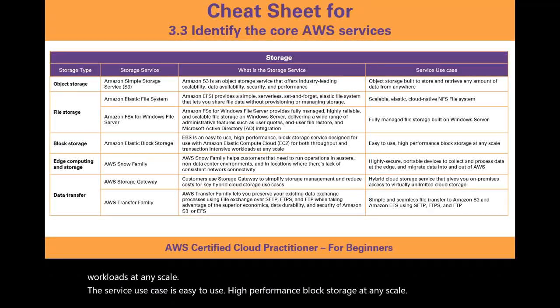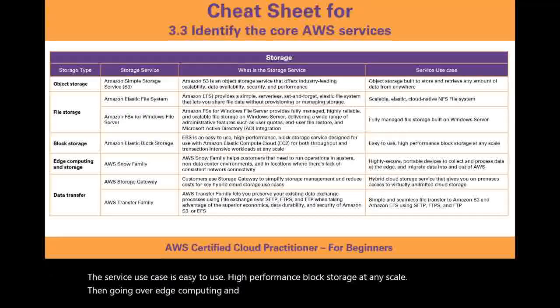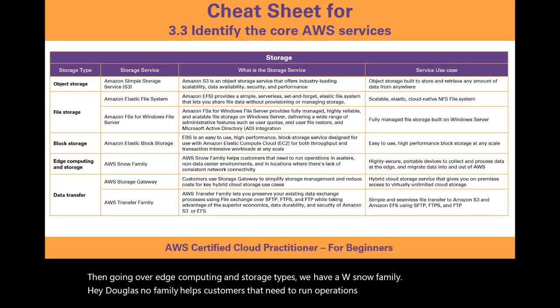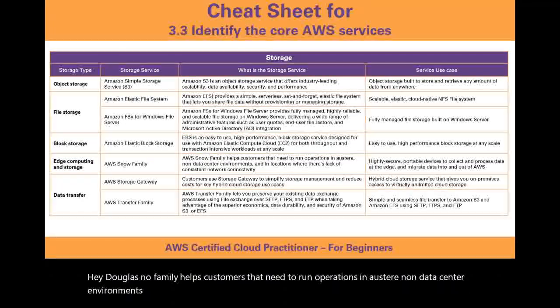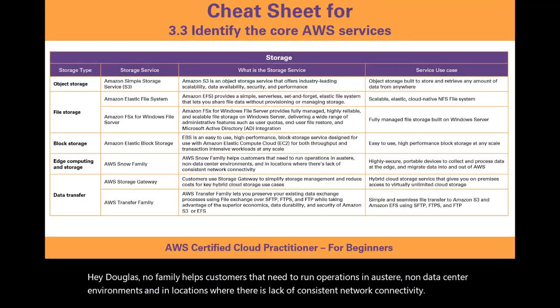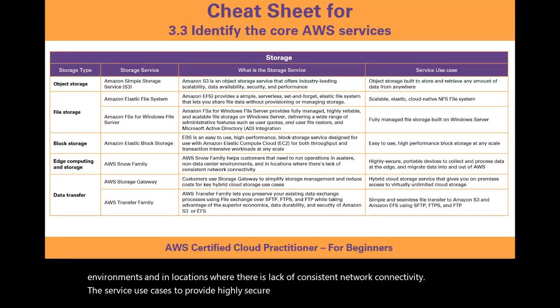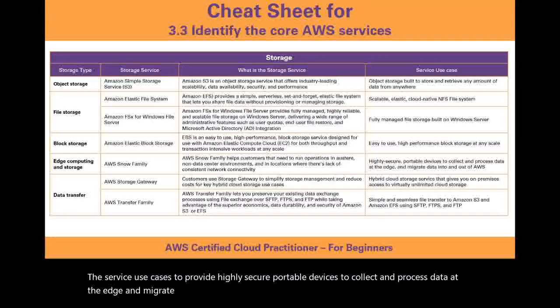Then going over edge computing and storage types, we have AWS Snow Family. AWS Snow Family helps customers that need to run operations in austere non-data center environments and in locations where there's lack of consistent network connectivity. The service use case is to provide highly secure, portable devices to collect and process data at the edge and migrate data into and out of AWS.